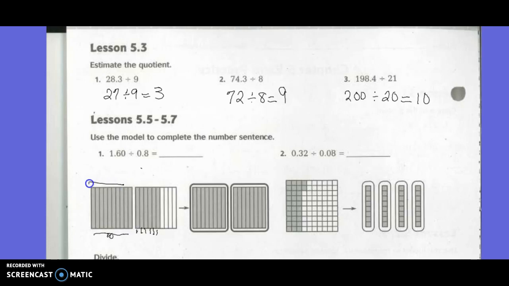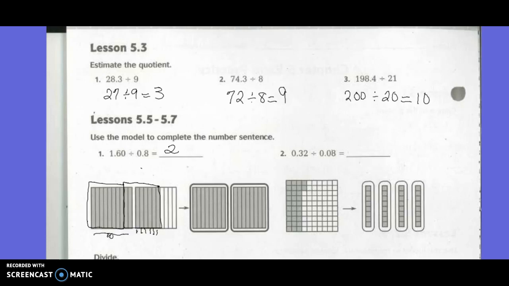You could do this. Here is 8/10, and here is 8/10. So we have 2 groups of 8/10 in 1 60/100.